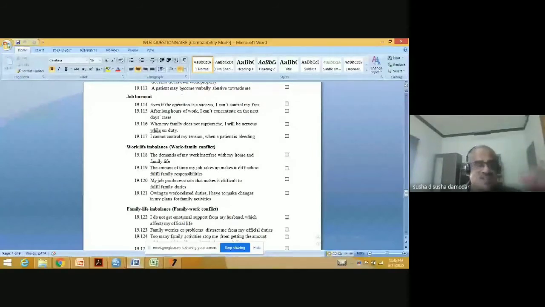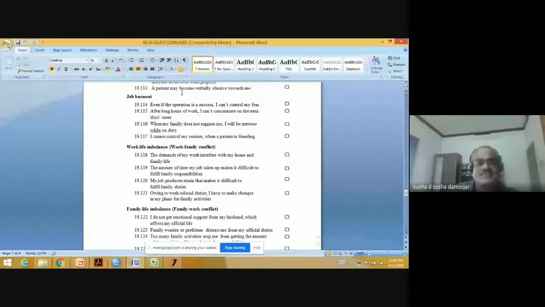What is the dependent variable? The dependent variable is work-life imbalance. What is the independent variable? The reason, job burnout. What is the effect? Effect is work-life imbalance. What is the cause? Job burnout. So, I want to prove this hypothesis.